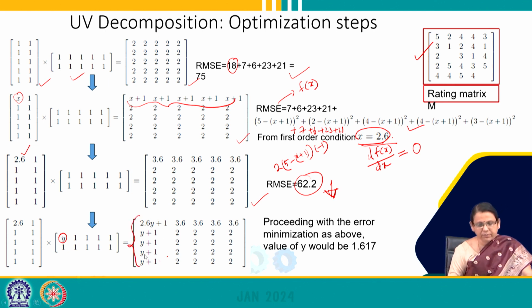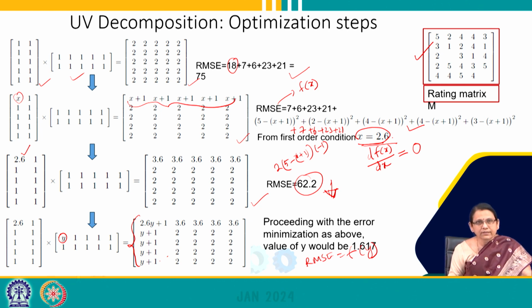This column is getting affected. Okay. Then accordingly you construct certain RMSE, which becomes a function of y, and again you use the first order condition, which means you differentiate with respect to y and get the value of y. Once you get the value of y, you replace it. So, one iteration is over, then you choose another. So, this way you can proceed.